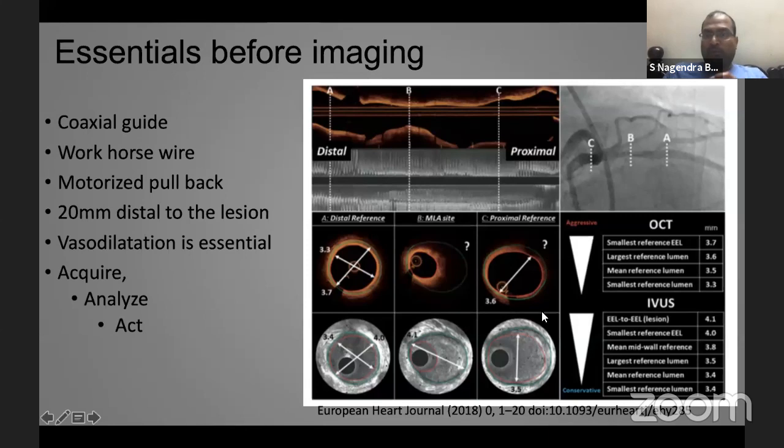I hope you guys are following me. This concept needs to be understood very clearly before dealing with stent sizing by IVUS imaging. So if you go from here to here, the aggressiveness grossly decreases.